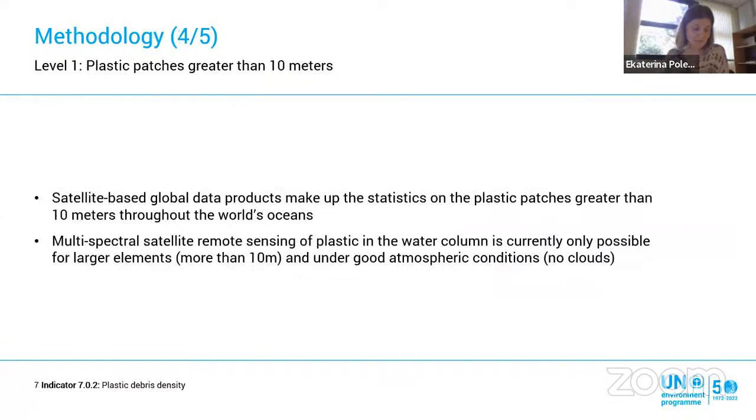Next slide, please. For the level 1 indicator plastic patches greater than 10 meters, a global data product based on satellite data will be used. Multi-spectral satellite remote sensing of plastic in the water column is currently only possible for large elements, more than 10 meters, and under good atmospheric conditions.